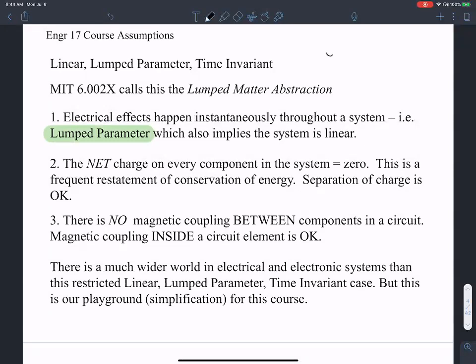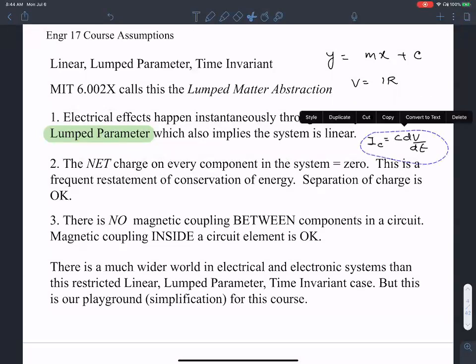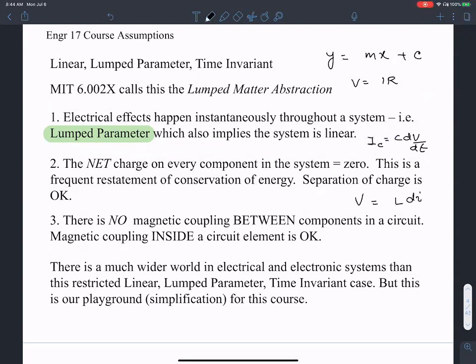By linear we mean y equals mx plus c. The equations that we see, C dV by dt, L di by dt, so on and so forth. V equals IR. Current in a capacitance, I is C dV by dt. Voltage in an inductor, V is L di by dt.